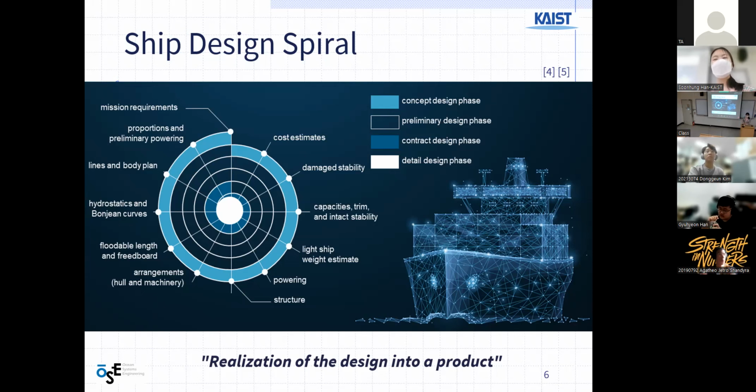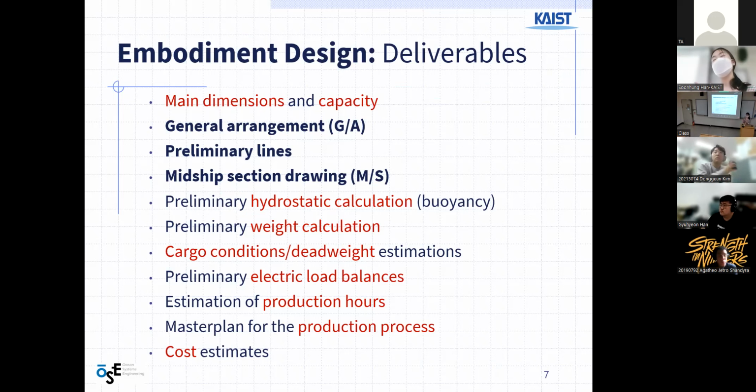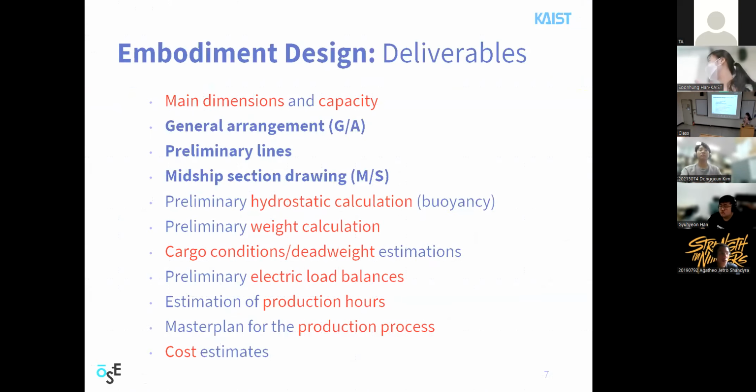Now we'll talk about embodiment design, and when it comes to deliverables, we consider main dimensions and capacity. We learned about GA and preliminary lines, midship section drawing, also some hydrodynamics when it comes to buoyancy or weight calculation, as well as some collaboration with electrical engineers, because we have to consider electricity, as well as some process engineering when we have to consider costs, as well as production hours and production process.